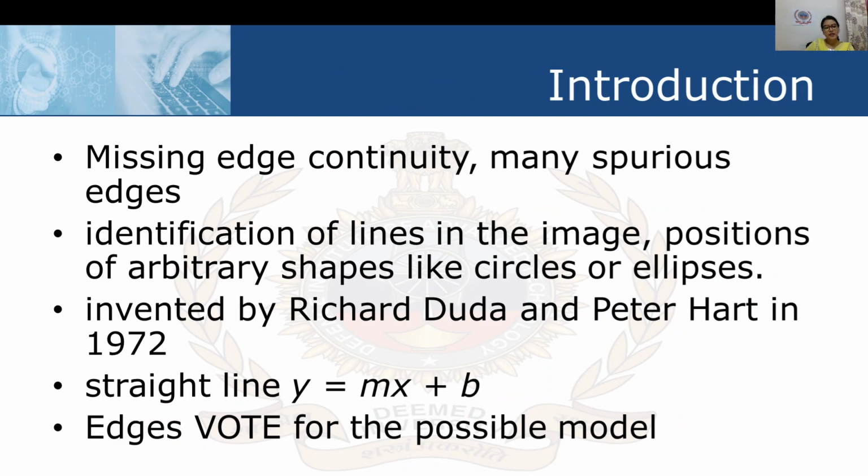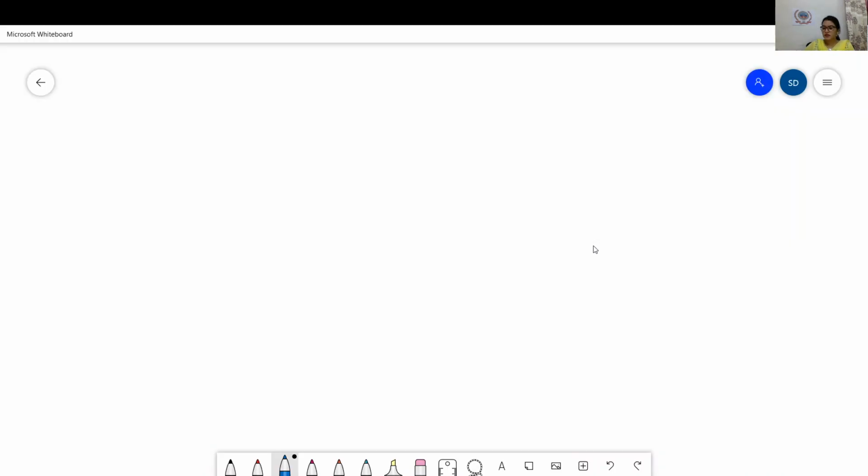So we can say Hough transform is a global technique that finds the occurrence of objects of a predefined shape. The shape can be, let us say, a line, a circle, or an ellipse. It is used to identify the shapes within a given binary image containing some disconnected points. That means there might be a problem of missing edges, continuity, or many spurious edge lines. So let us see with some example.